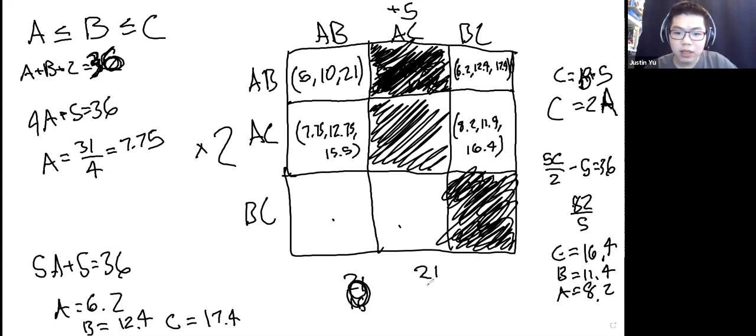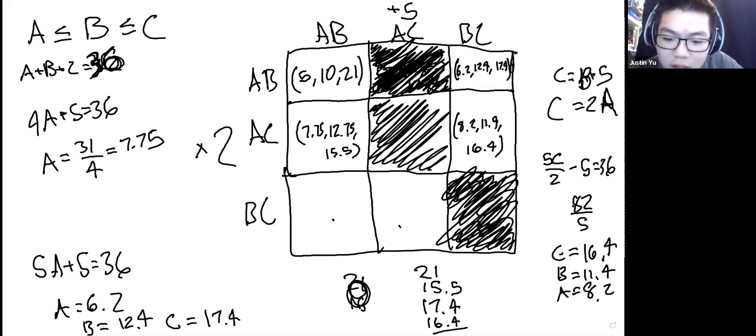And let me just check that 21, 15. Let's add these up. 21, 15.5, but okay, this is not the correct answer. 2 plus 5 plus 7 plus 6. So we're at 70.3 right now.